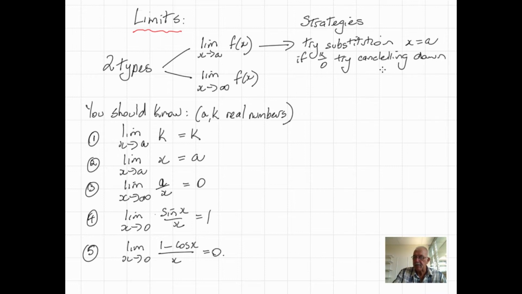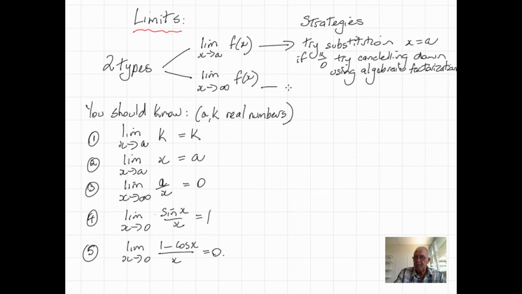And that is like algebraic factorisation. I'll do an example of one of those a little bit later. So if you get something divided by 0, try and factorise. If you've got a numerator and a denominator, try factorising the numerator and denominator, and then try and cancel down some of those factors, and then do your substitution in, and you may be able to alleviate that.